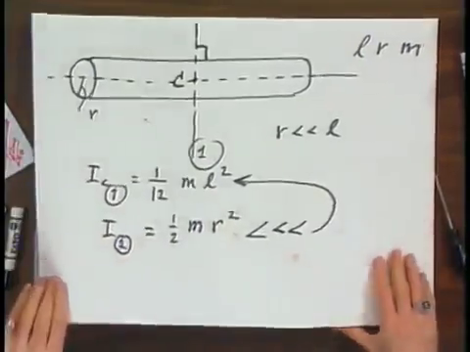All right, the bottom line being that moment of inertia depends very strongly on the geometry and how you choose your axis. For one and the same object, there are many different moments of inertia depending upon what the location of the axis is and what the direction of the axis is.